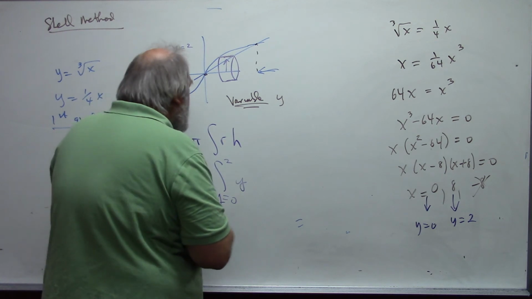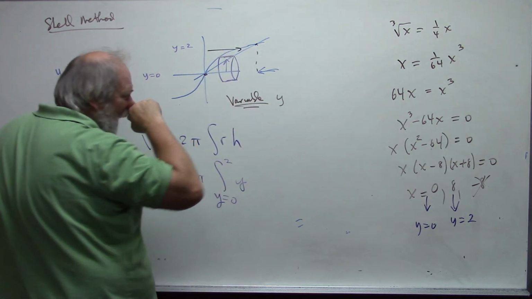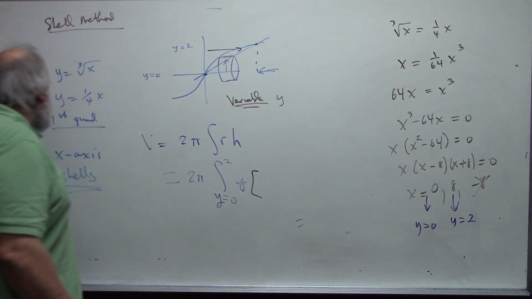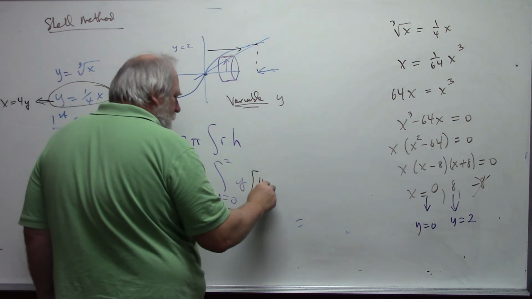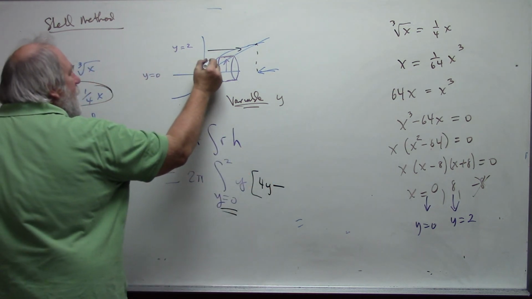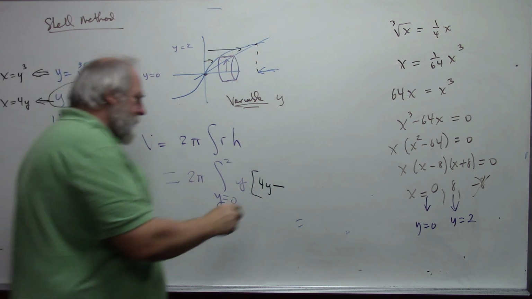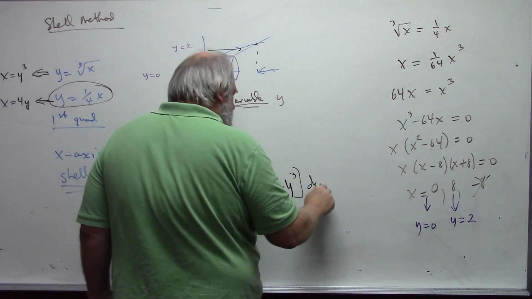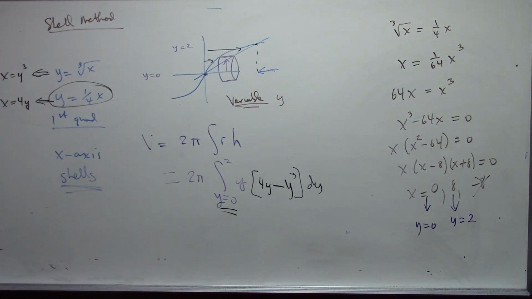The length of this rectangle is going to be the distance to the outside function, which is the line. The line was y equals 1/4 x. However, I need this in terms of y, and so therefore x is equal to 4y, minus the distance to the cube root. Again, we have to switch this: x equals y cubed. And therefore, we have what we need. Multiply that out, integrate, etc.